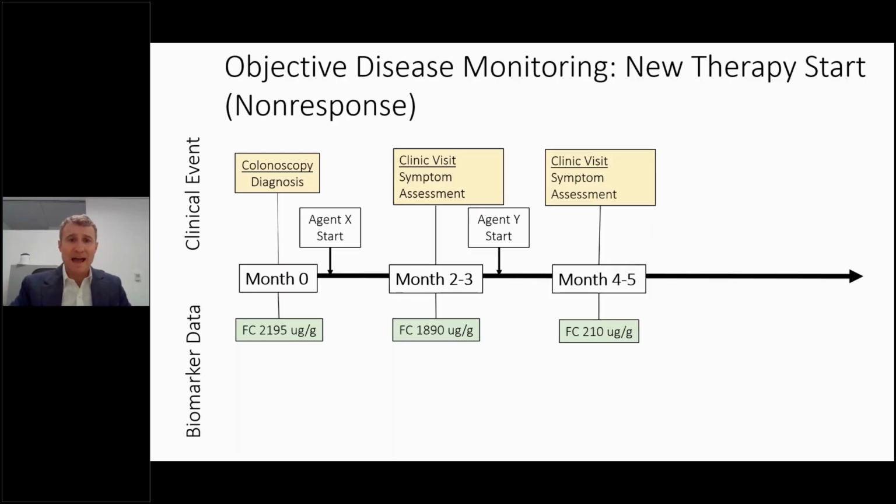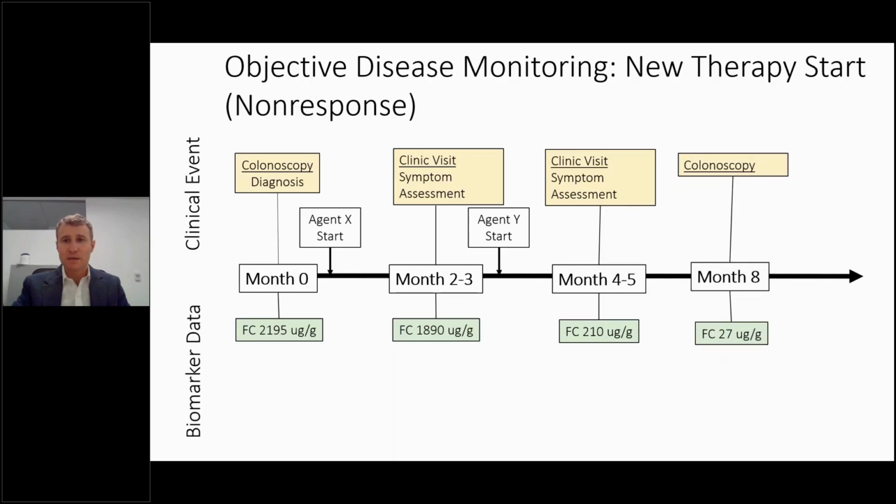2 to 3 months after that change to the second agent, I'm bringing that individual patient back for a symptom assessment, fecal calprotectin monitoring. In this case, it's still slightly elevated above 150. So maybe I increase the dose of the second agent, maybe I decrease the frequency or some sort of modification or optimization of therapy. And then again, at month 8, which is 6 months after the second agent in this scenario, that's when I'm performing my mucosal healing assessment.